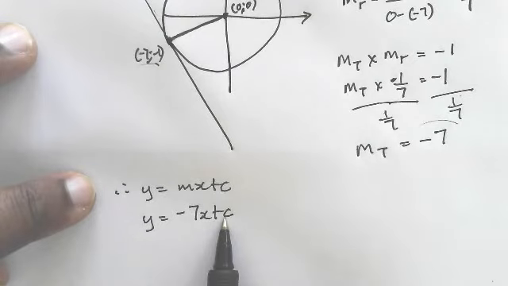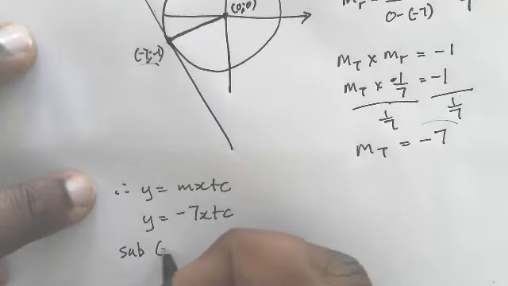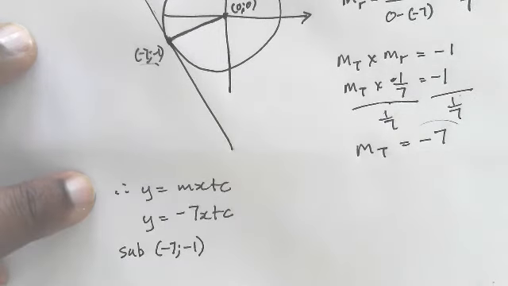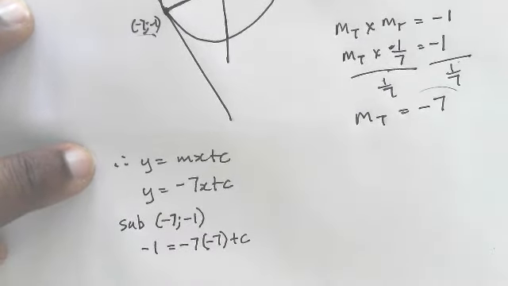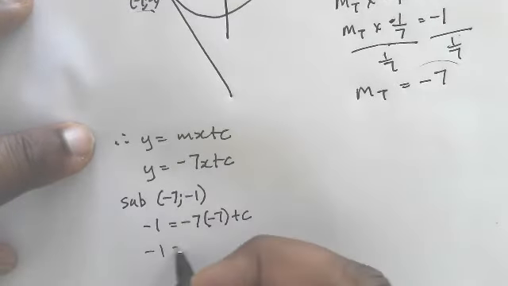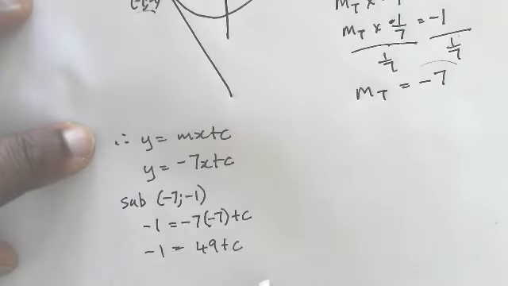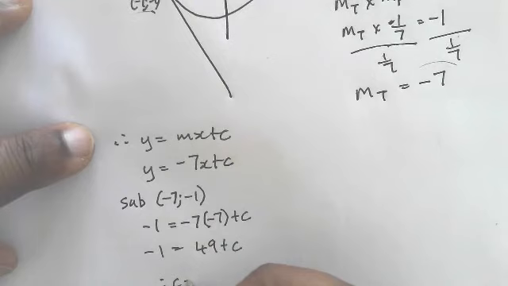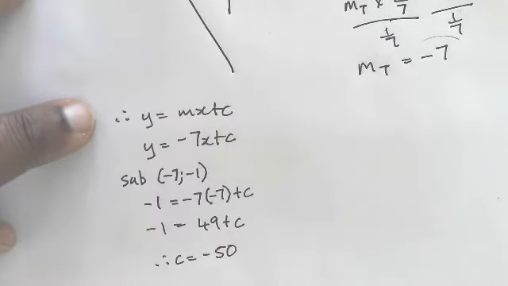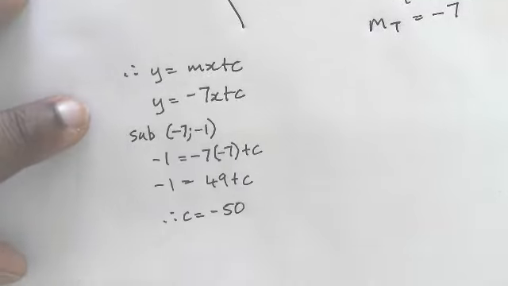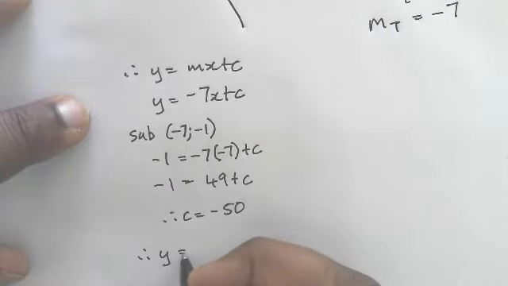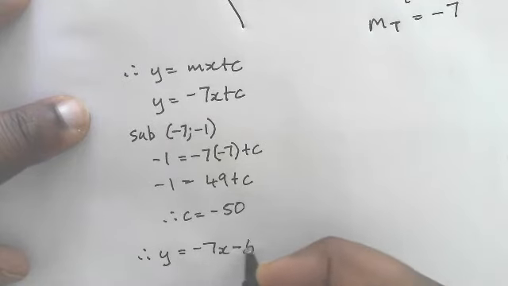Okay. Now I need to find c. So I'm just going to sub in this point, negative 7 and negative 1. Where there's y, I put negative 1. Where there's x, I put negative 7. Okay, so we can simplify that. Negative 1 is equal to positive 49 plus c. Take the 49 over, so that means c is equal to negative 50. Is that not so? It is, right? And if c is negative 50, then obviously the equation of the straight line is y equals negative 7x minus 50.